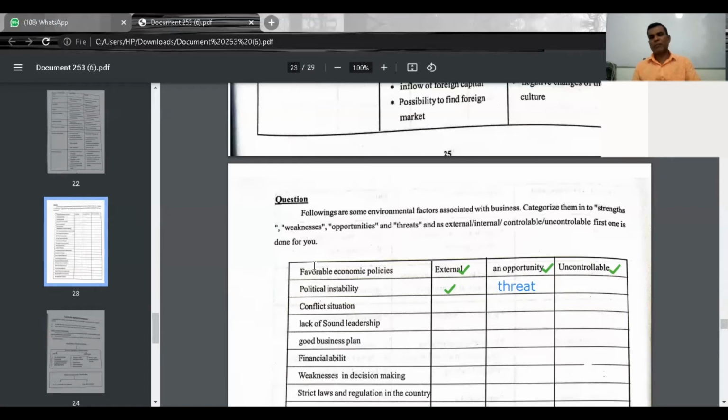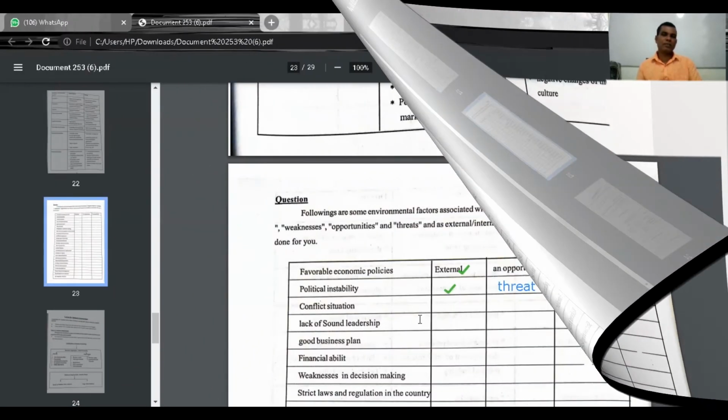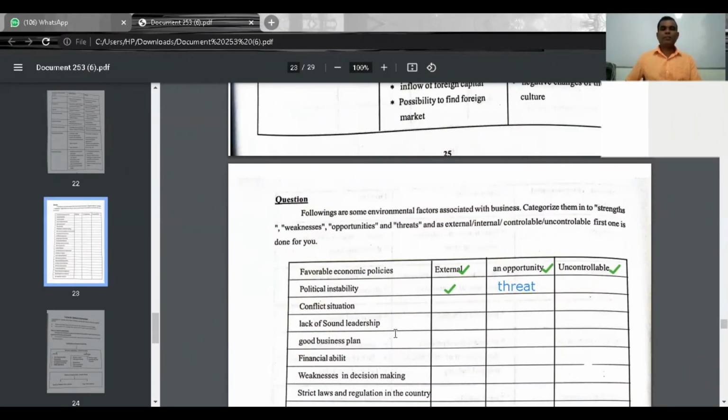You see different types of factors. Is it internal or external? Threat, opportunity, weakness, or strength. Right. Now let's discuss a bit. You see next one. Look at the next one. Conflict situation. External threat. Uncontrollable. It is an external threat. Uncontrollable.